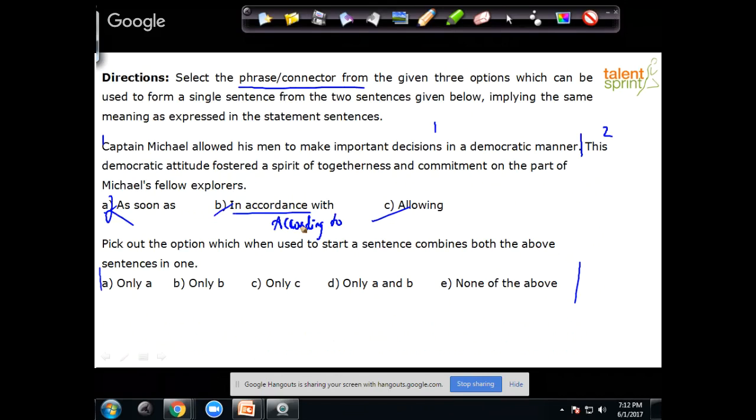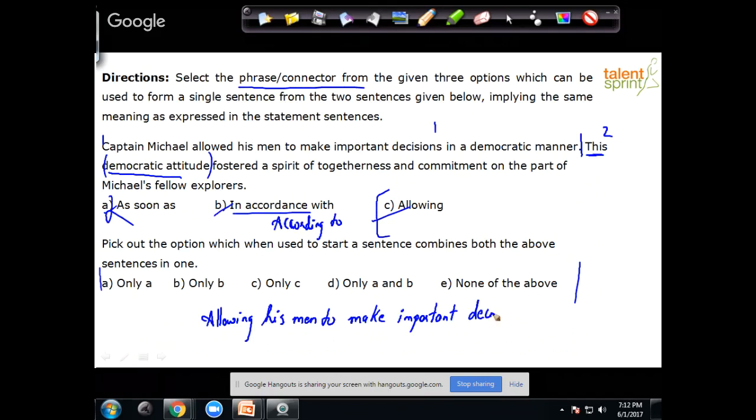Illogical. Option C. If I have to include this and if I say allowing his men to make important decisions in a democratic manner, Captain Michael has fostered a spirit of togetherness and commitment on the part of Michael's fellow explorers. So this democratic attitude is a repeat, right? Without that also, if I just say, let's write the sentence. Allowing his men to make important decisions.